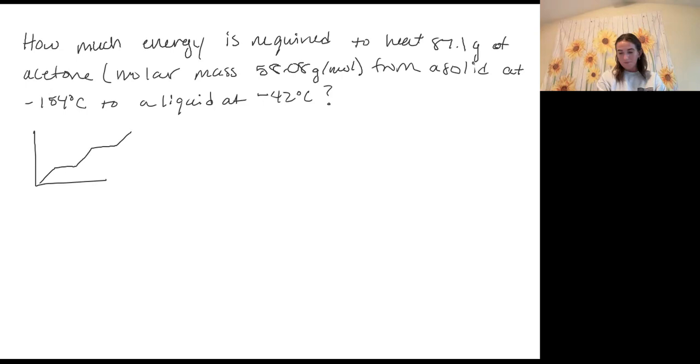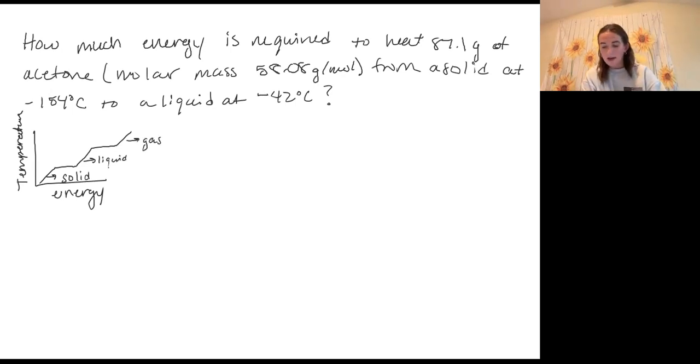These are a type of phase diagram. This is temperature on the side, and I believe this is energy on the bottom. The diagonals are always going to be a phase, so this will be a solid here, a liquid, and this is a gas. And on the horizontal lines, we have a phase change from solid to liquid and then from liquid to gas.